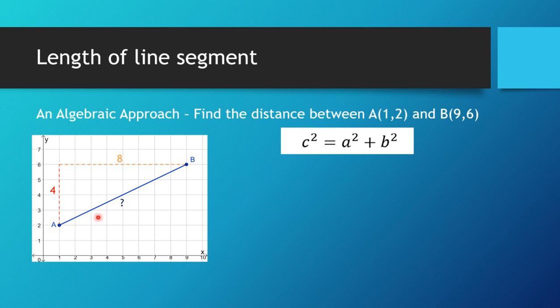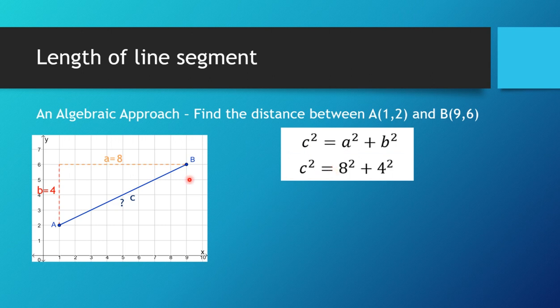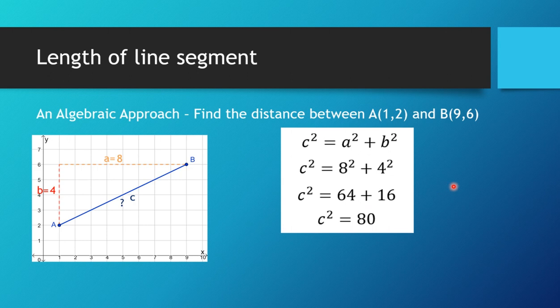Pythagoras' theorem says that C squared, which is this side, is equal to A squared, which can be this side, and B squared, which is this side. As long as we have C as the longest side, it doesn't matter which ones we have as A and B. They can swap around. So A is 8, so 8 squared, plus 4 squared, which is B. We can then use our calculator. 8 squared is 64, and 4 squared is 16. Adding these two numbers together gives us C squared equals 80.